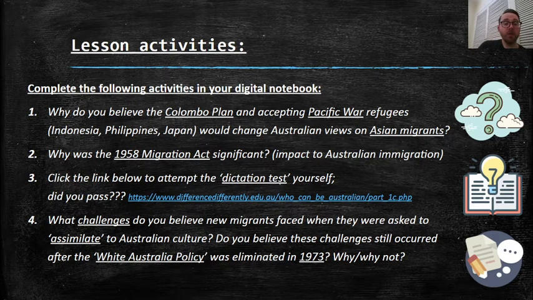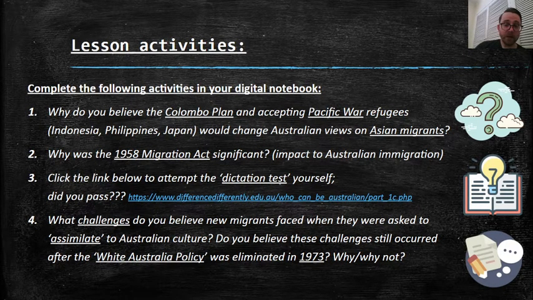Question 1. Why do you believe the Colombo Plan? So we looked at that, I touched on it this lesson, but really that was last lesson. It was when Asian students were allowed to come into Australia and study at universities, study the culture. Why do you think the Colombo Plan and accepting Pacific War refugees from Indonesia, Philippines, Japan would change Australians' views on Asian migrants?